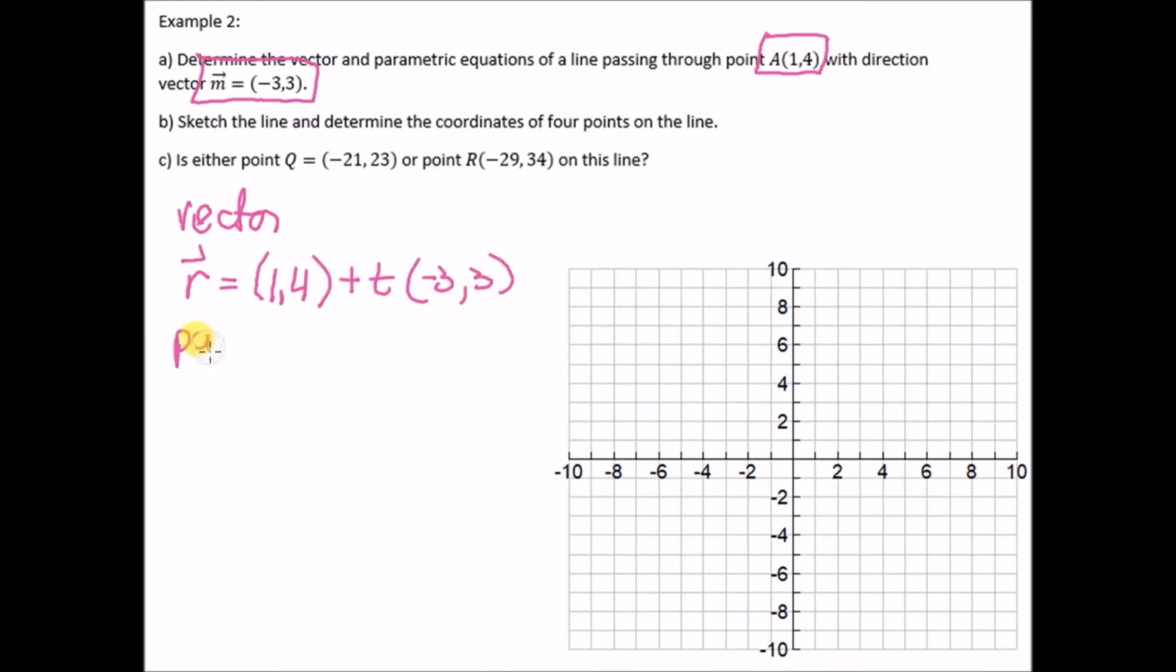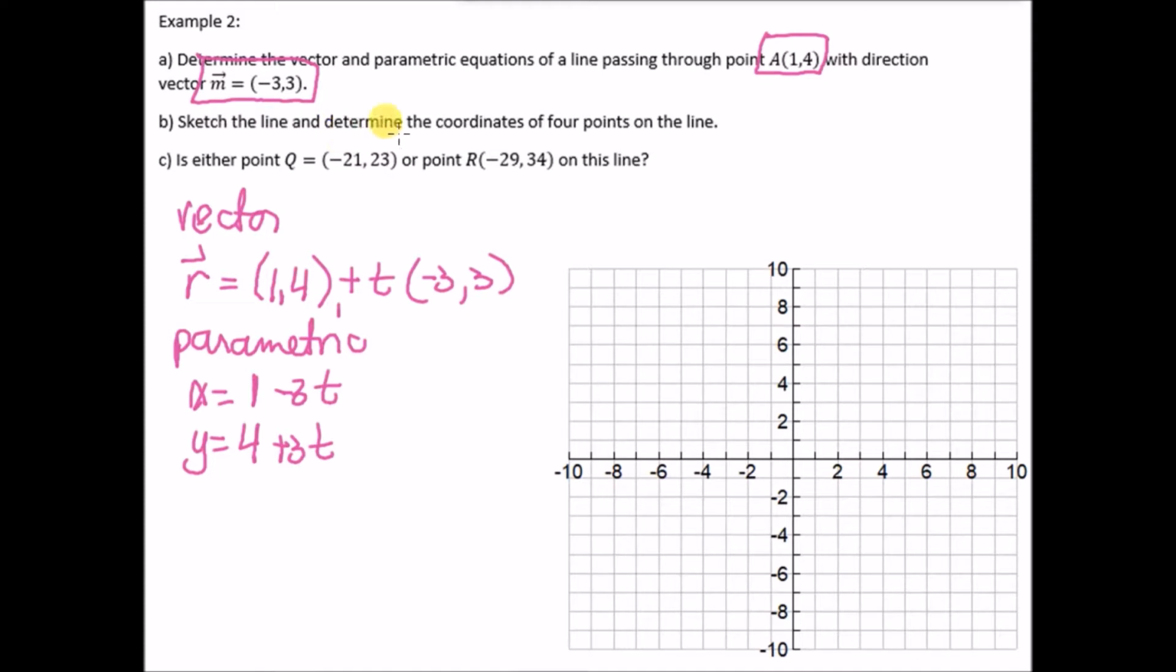Okay, now for parametric. What we're trying to do is separate the x and the y components and everything that goes with them. So the x in (1, 4) is 1. And the x, or the a value in this direction vector, is -3. So we put 1, and instead of plus, we would put -3t. Now the same for the y. In (1, 4), the 4 is the y component, and then we have plus 3t. And there are our vector and parametric equations.